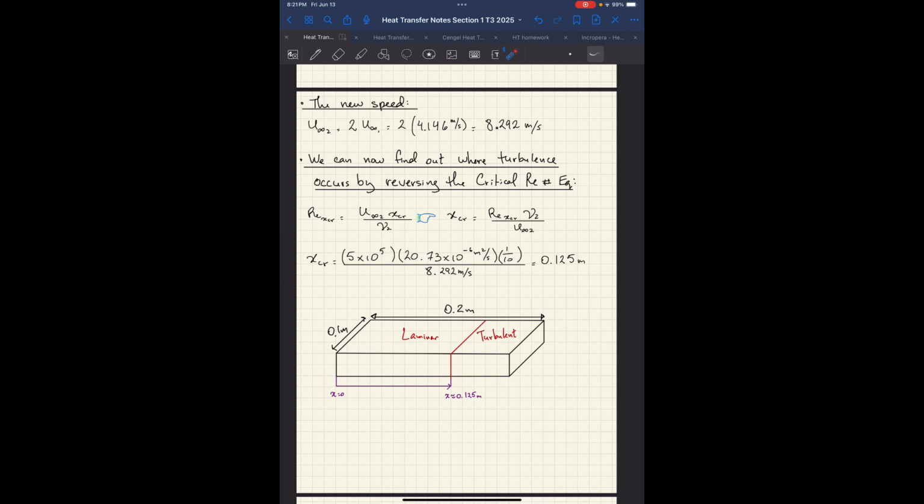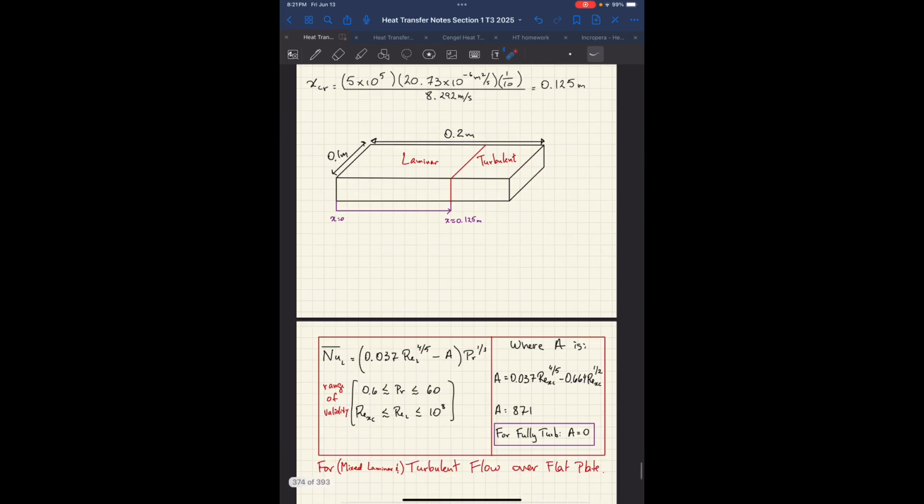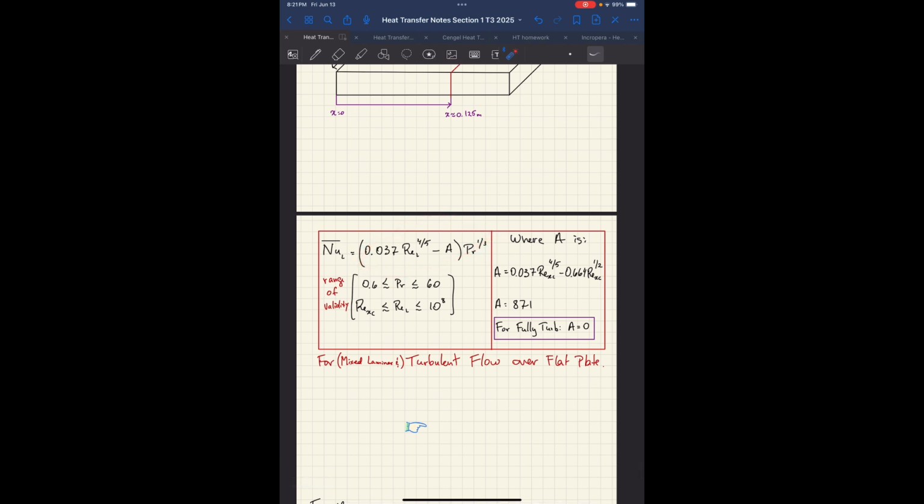So because the turbulence is happening somewhere in the middle of the plate, we need to use what's called the mixed condition equation. Okay, the mixed condition equation, we derived it. It basically involved having to do an integral from 0 to the critical distance and then from the critical distance to the end of the plate. But because we derived the equation, we don't have to do that integral every single time. It's the same integral every single time, so we don't need to do it all the time. We did it once, we have the equation, we can just apply it and move on. So the only thing to remember is that for the flat plate, this constant A is just 871. Okay?